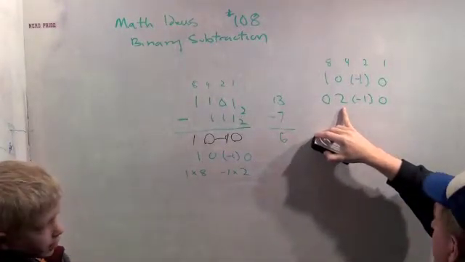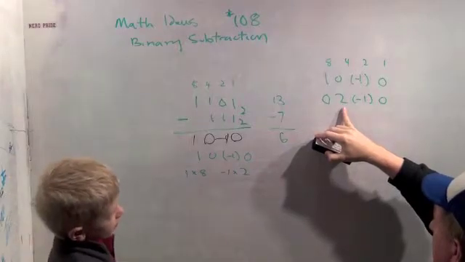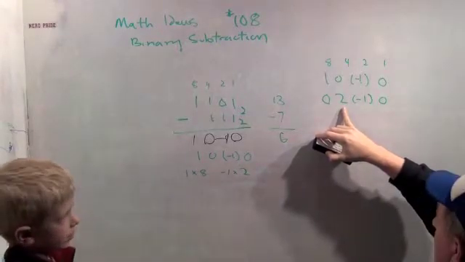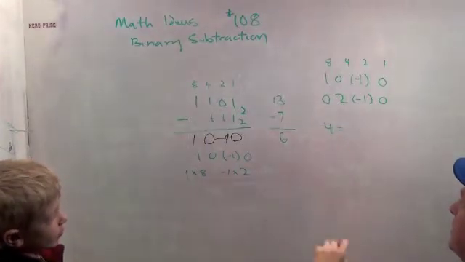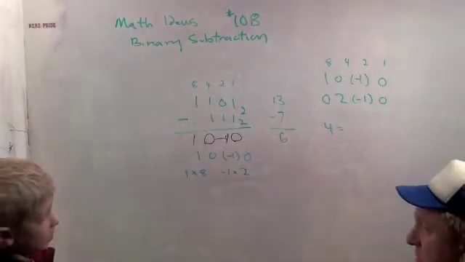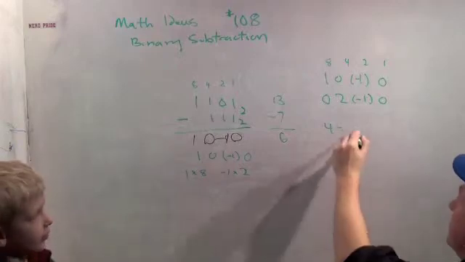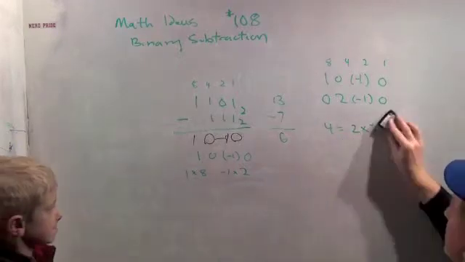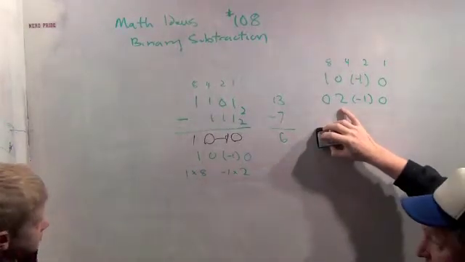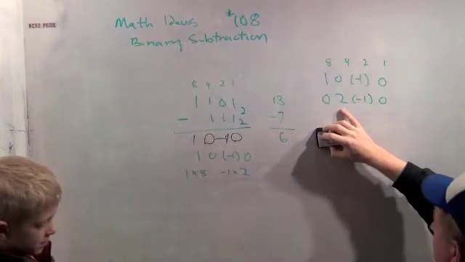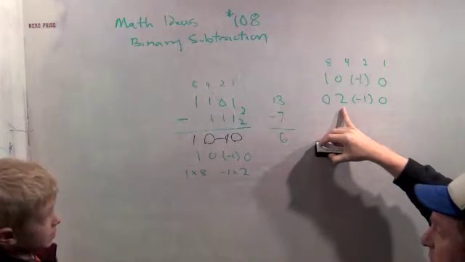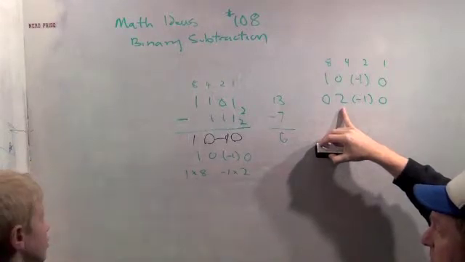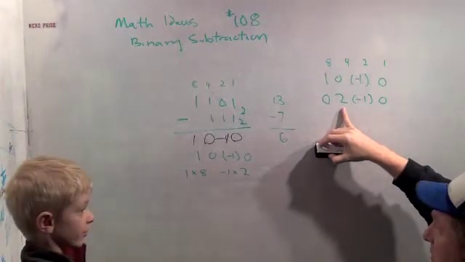One of these 4s we're going to add on to the minus 1. Okay, what does 4 equal? 4 equals how many 2s? Equals 2 2s. 4 is 2 times 2, so we're going to take one of these 4s. So what happens when I take away one of the 4s?